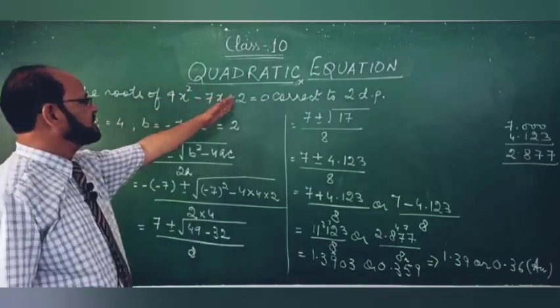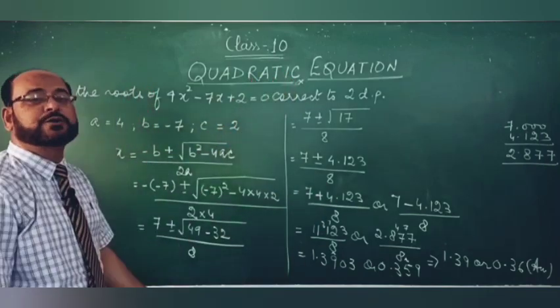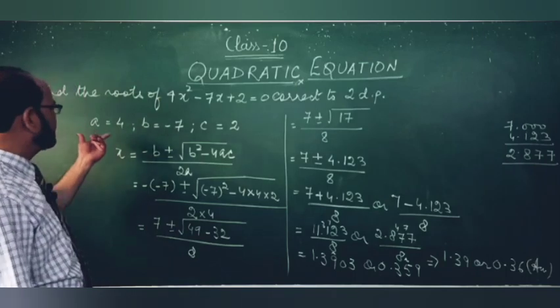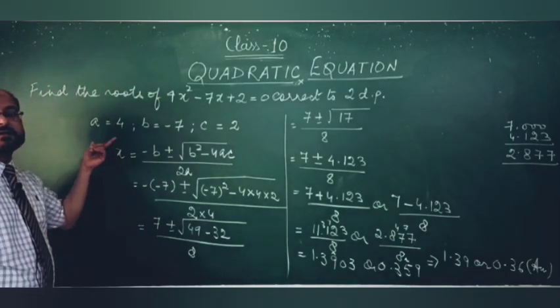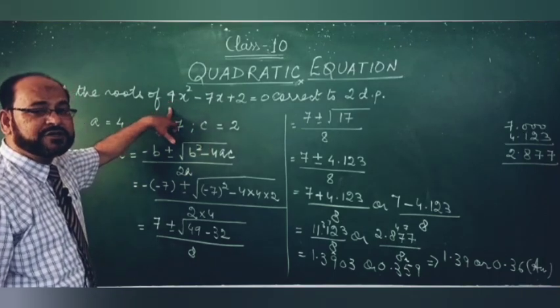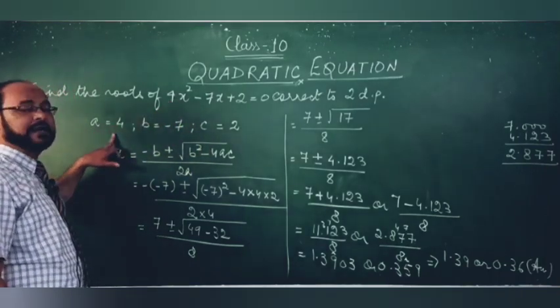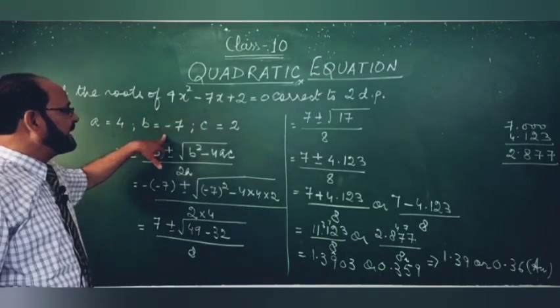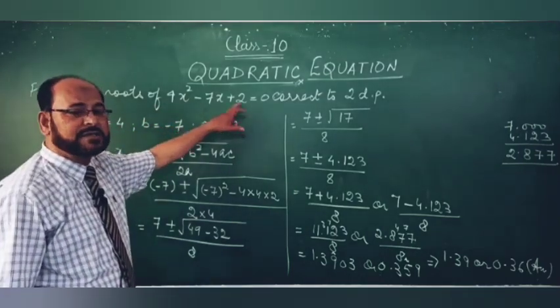square minus 7x plus 2 equals 0 correct to 2 decimal places. Let's see again what is the procedure. First of all, you will find the values of a, b and c. A is the coefficient of x square. In this question, the value of a is 4. B is the coefficient of x. So b is negative 7 and c is the constant term.